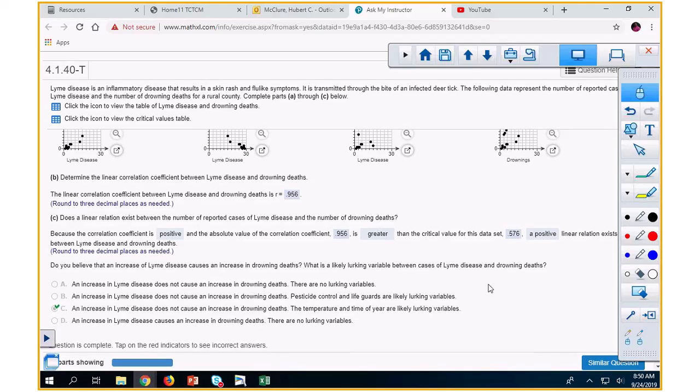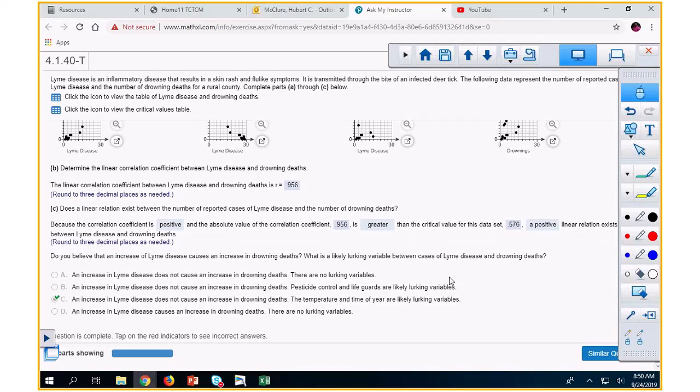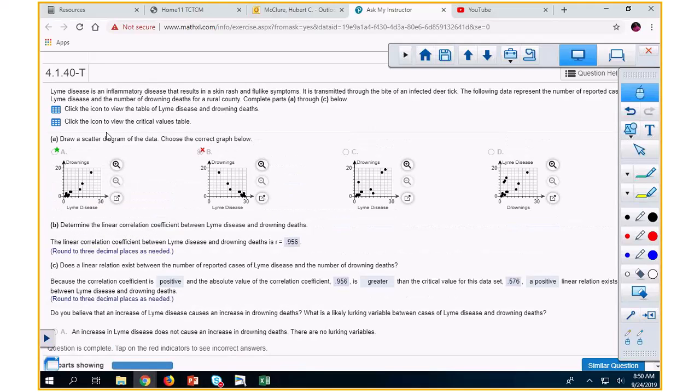Well, of course, they don't ask that. Does the temperature and time of year likely the lurking? That's it. That's what you're supposed to say. That should be the question. I like the first part. I like the second part, and that's it. So if I pick a test question, it's going to have the first and second part on it.